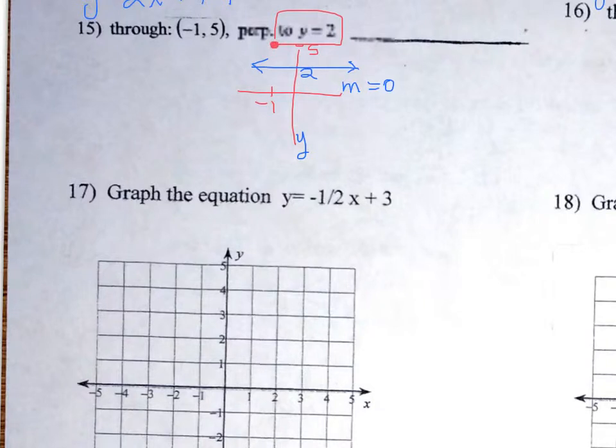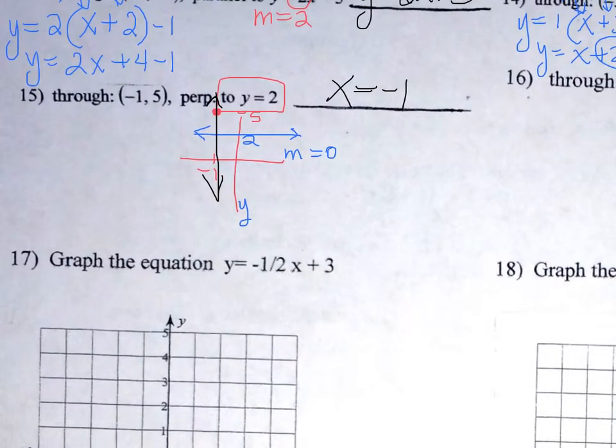And if I want a line passing through that point and perpendicular to y equals 2, well, that line has to go like this. So what is the equation of a line going up and down? What letter do you use? It's x. So it has to be x equals wherever the line is passing through on the x-axis, which is negative 1. So the answer here, that line has to be the line x equals negative 1. And that's the answer. Okay.